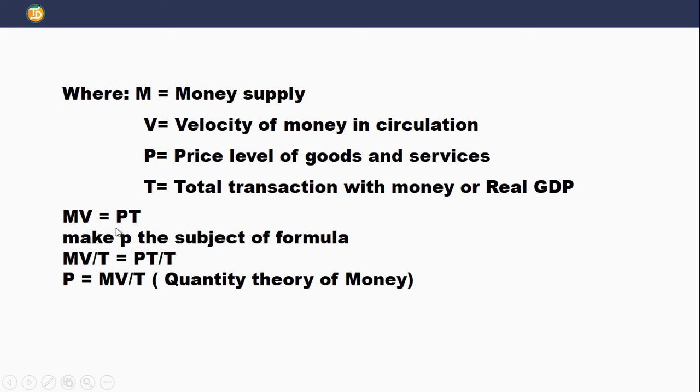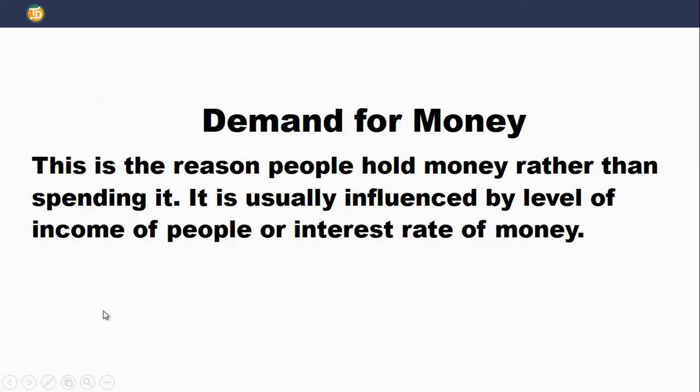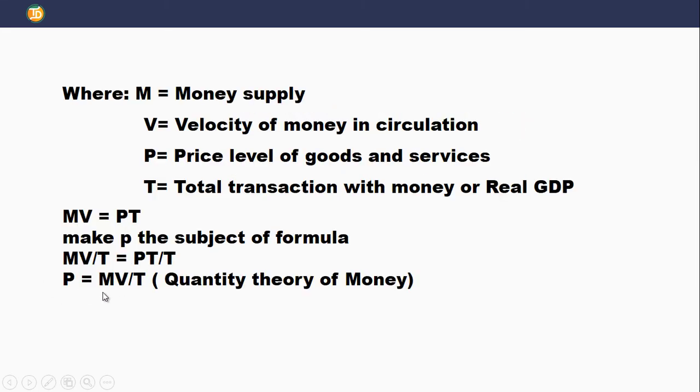All right, we can use this equation to determine the quantity theory of money formula. So if we make P the subject of the formula, we divide both sides by T. So we are going to have P equals MV divided by T. Which means MV divided by T is the quantity theory of money formula, which is money supply multiplied by velocity of money divided by total transaction with money, or the real GDP. So this is the quantity theory of money formula, which was derived from Irving Fisher's equation of exchange.